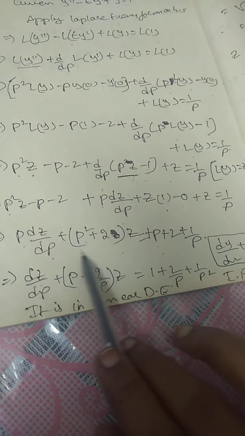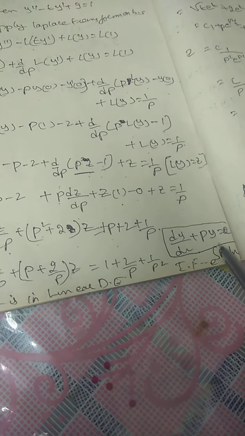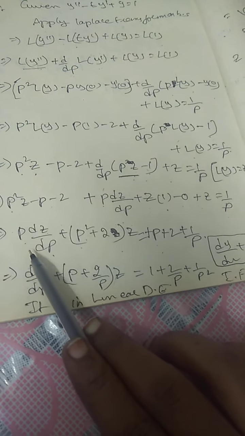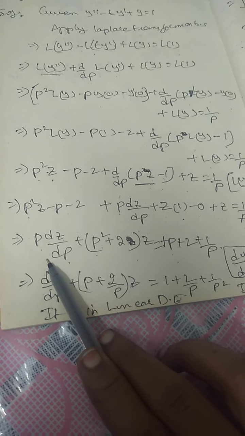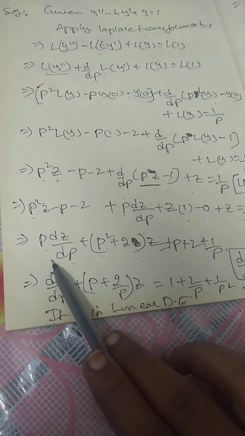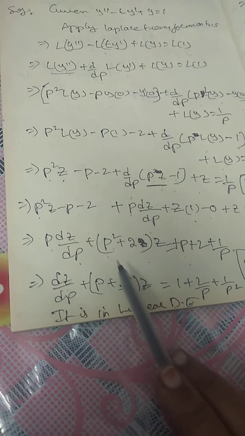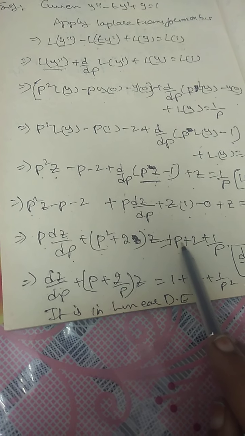So it is in the form of a linear differential equation, that is dy by dx plus py equal to q. Here the coefficient of dy by dx is only 1, so again we have to divide by p. We also need the coefficient of dz by dp to be 1, so that's why we are dividing by p. P square by p is p, then 2 by p into z. So p by p is 1, and 2 by p is 1 by p square.